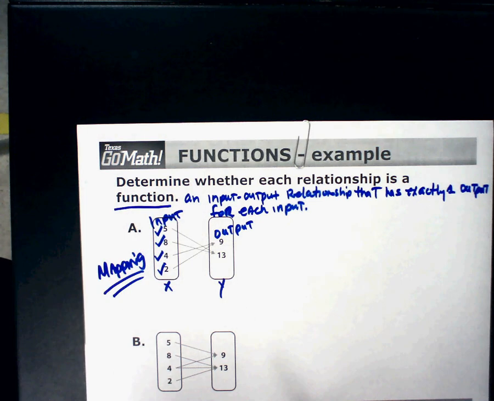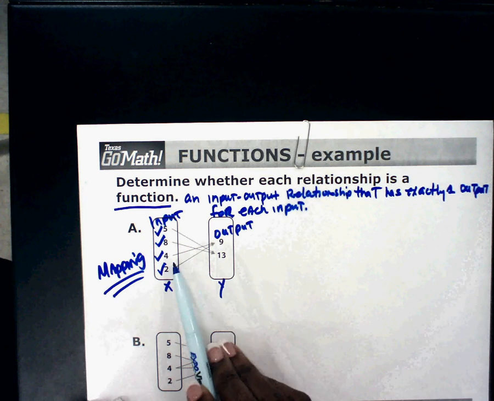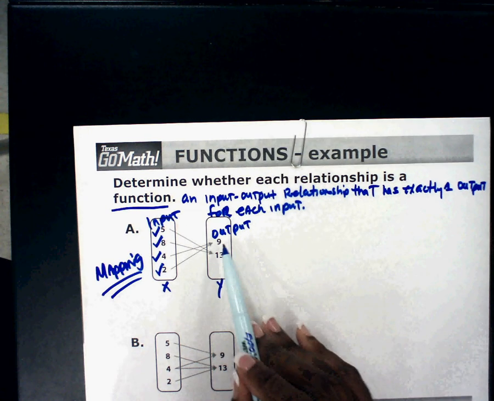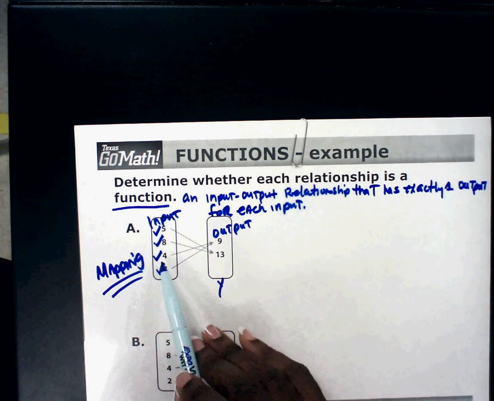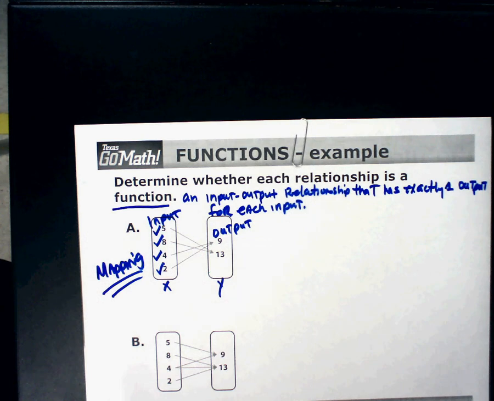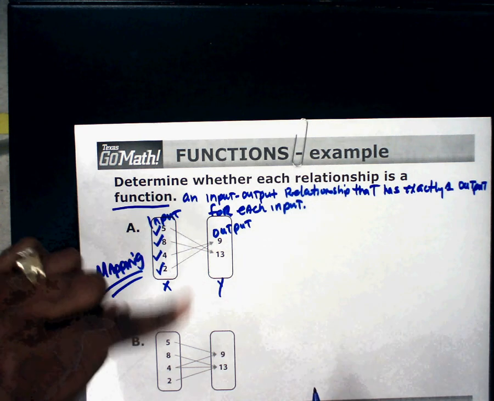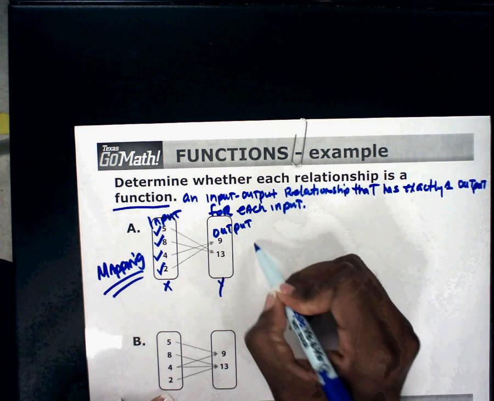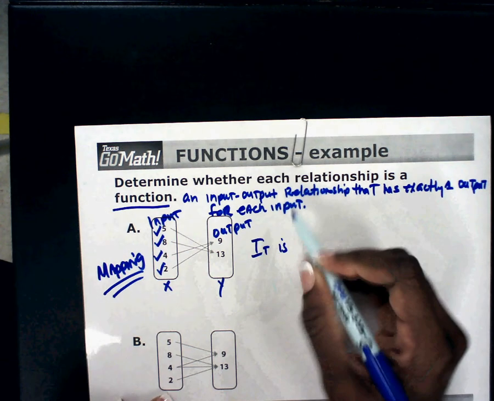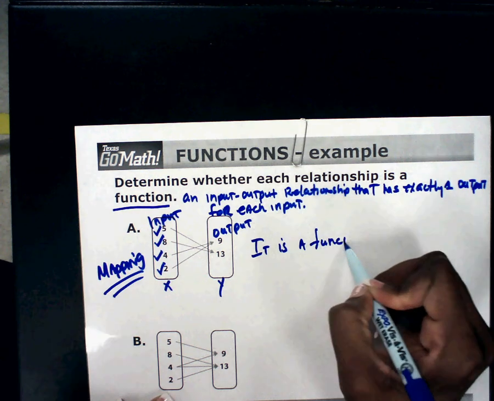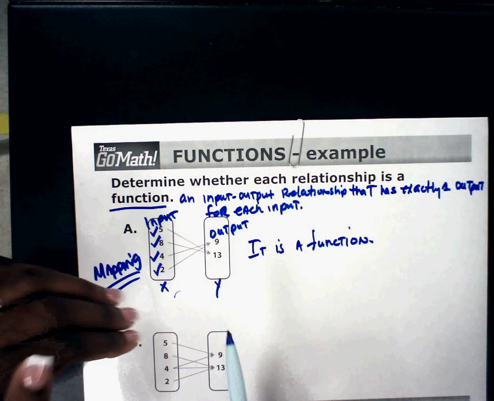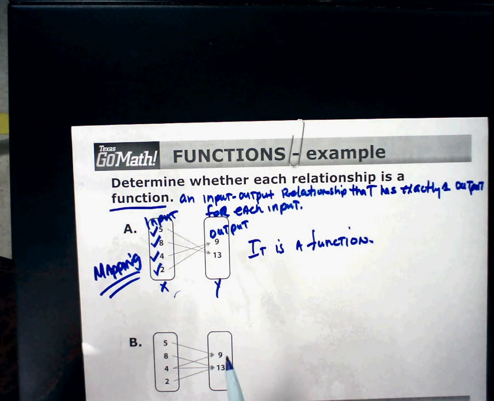Okay, if we say it the other way around, then for each one of these inputs, we have exactly one output. Okay, so because we have that one-to-one relationship, then that means that it is a function. For each one of my inputs, there's exactly one output.